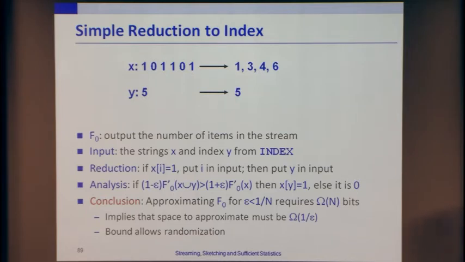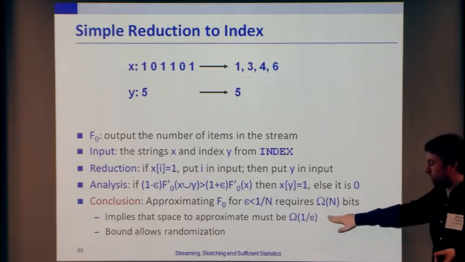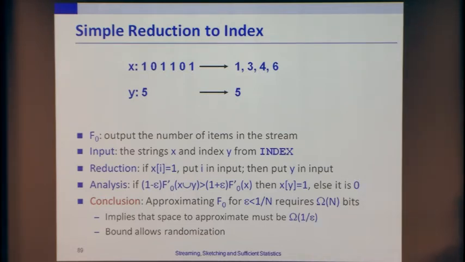We saw already there was an upper bound of 1 over epsilon squared for this problem. So this lower bound says 1 over epsilon, so it leaves for now the question of whether the true bound should be 1 over epsilon squared or 1 over epsilon.